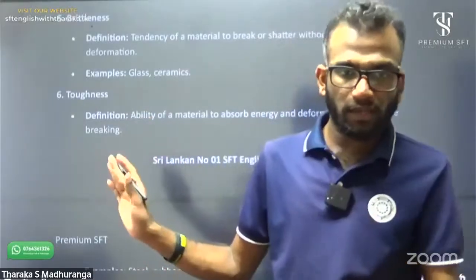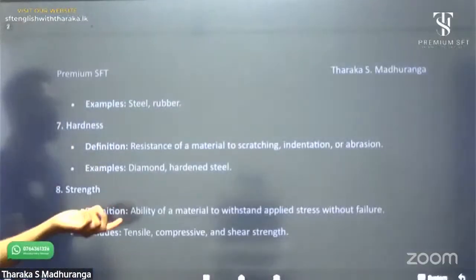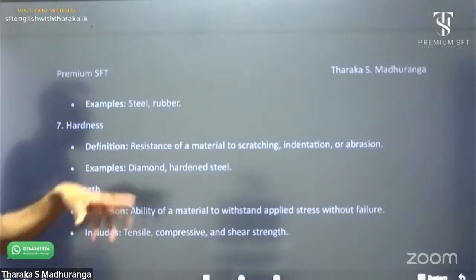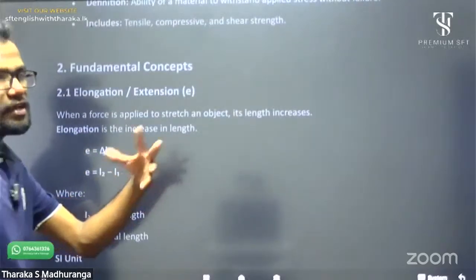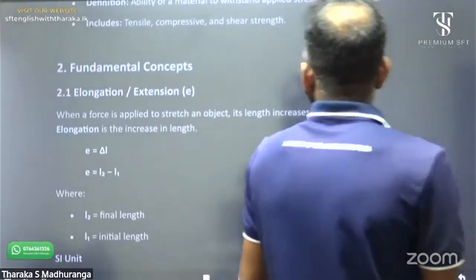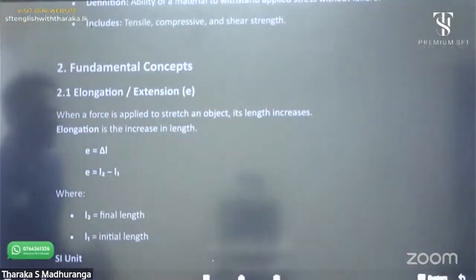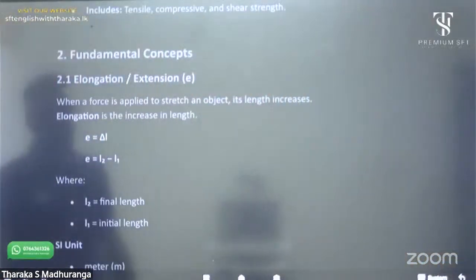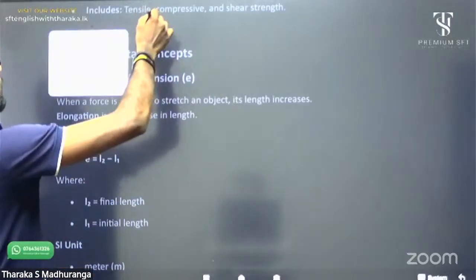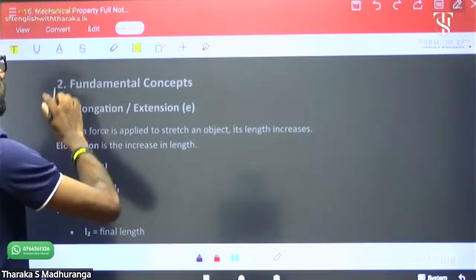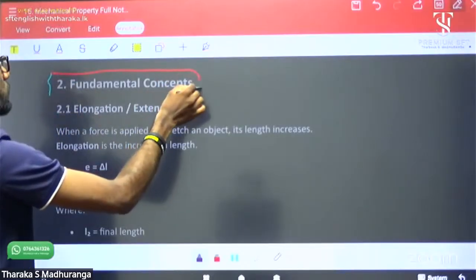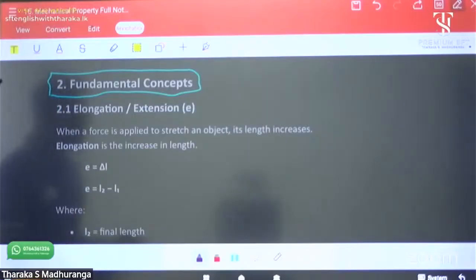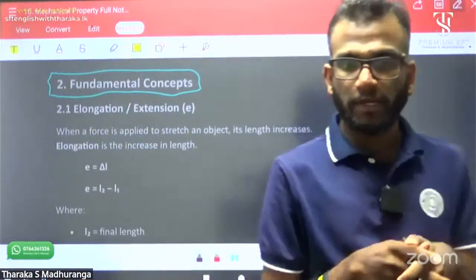Elasticity and inelasticity are the main mechanical properties. There are more, but you need to remember what elasticity is, what inelasticity is, what the difference is, and examples. Okay, they are the base. Now we are going to discuss the basic, fundamental concepts of mechanical properties of matter.